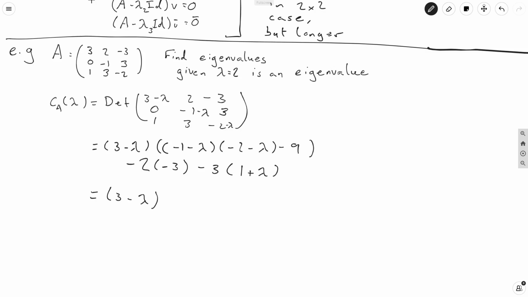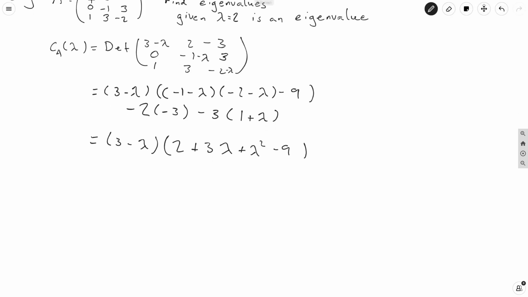So we'll get out here 2 plus 3 lambda plus lambda squared minus 9 plus 6 minus 3 minus 3 lambda. Multiplying up these brackets together as well, we get 6 minus 3 lambda squared minus lambda cubed.